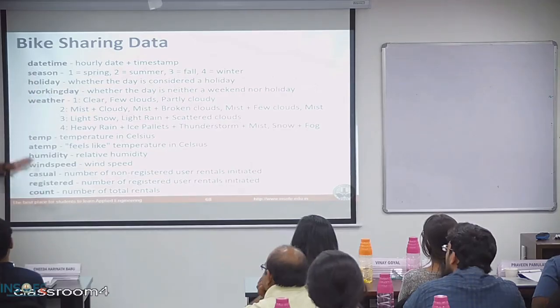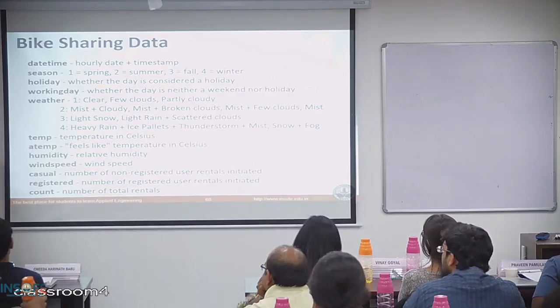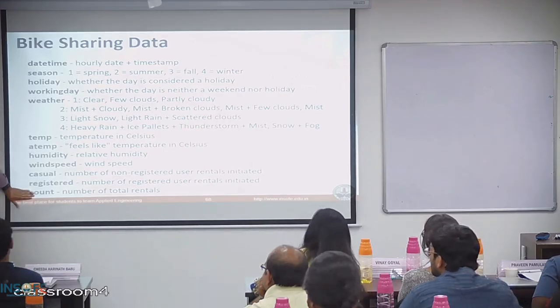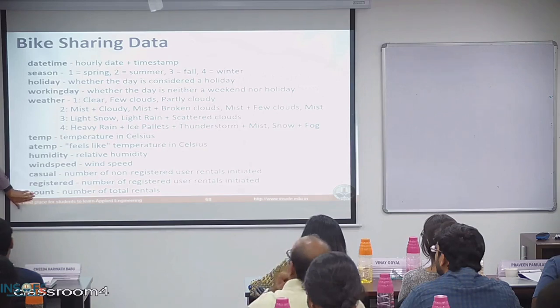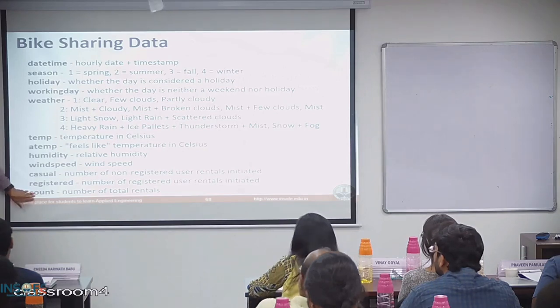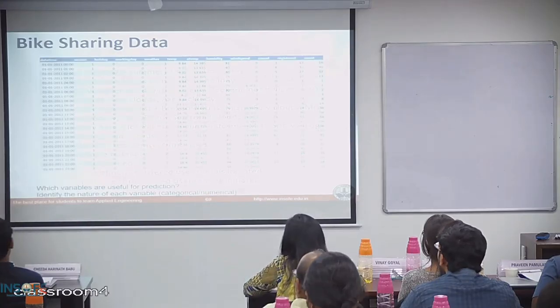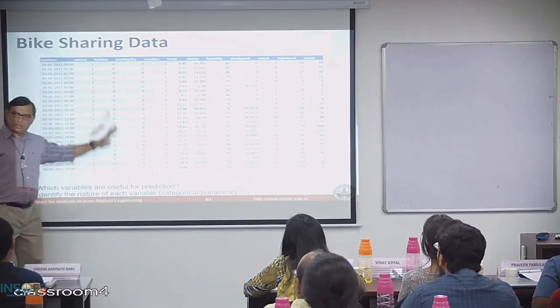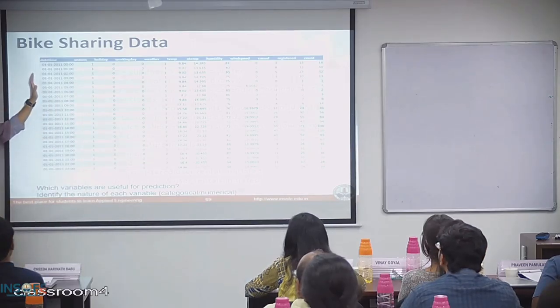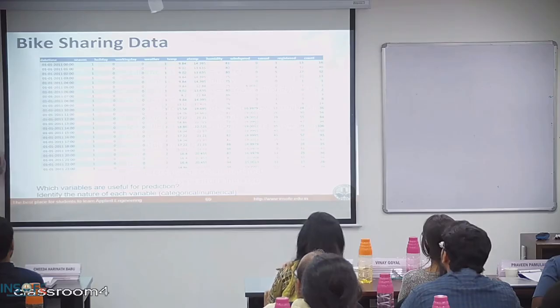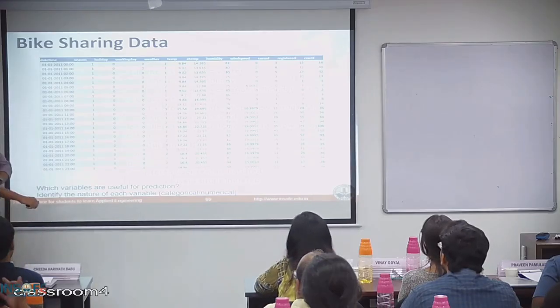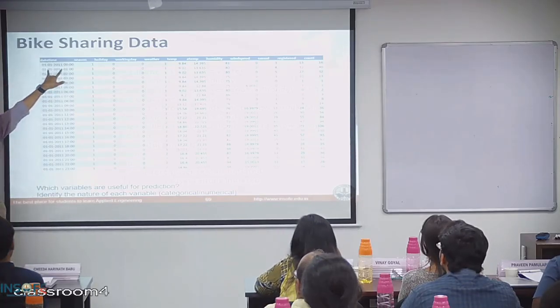Okay. Your task is to forecast this count. How many cycles are needed in any given hour? That is what you need to be forecasting. So here is how the entire data array looks. The size of the data set is huge, but I'm just displaying the first few columns here. So these are the variables that we looked at.